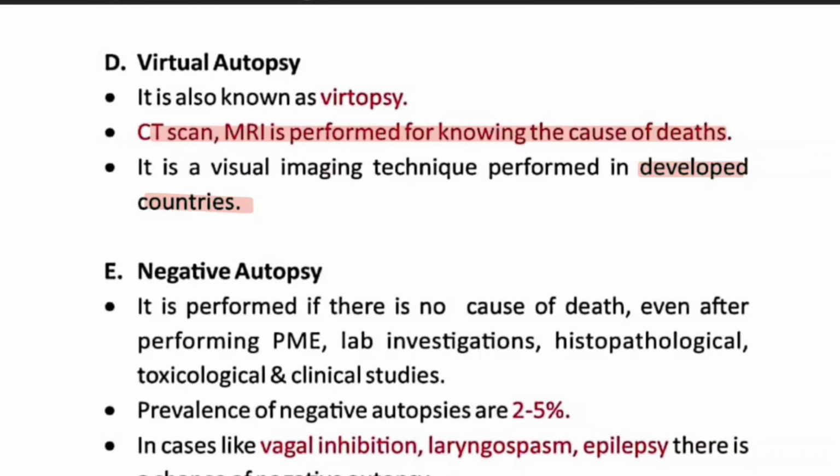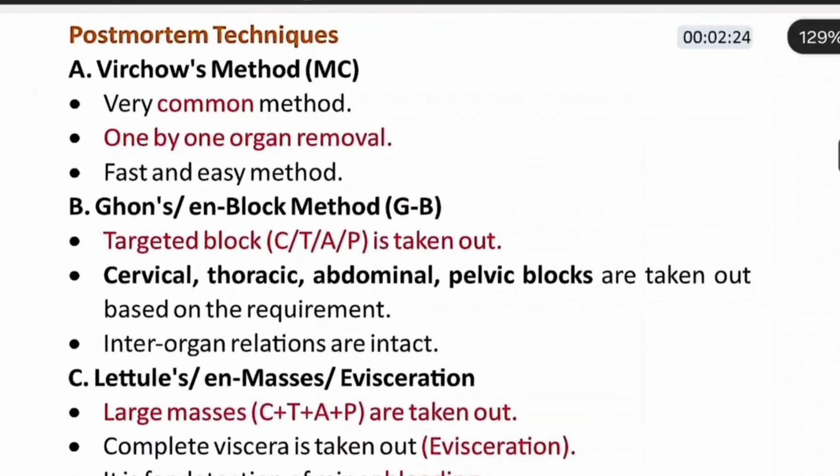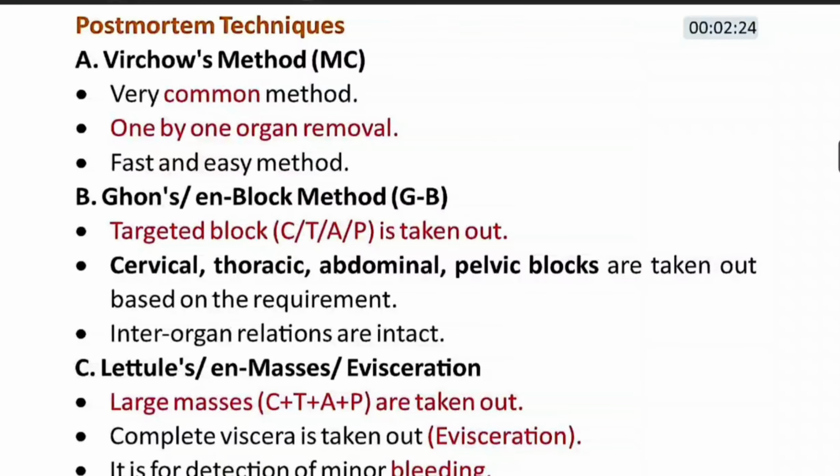Another type is negative autopsy. It is performed if there is no cause of death found even after performing post-mortem examination, lab investigations, histopathological and toxicological studies. The prevalence of negative autopsies is 2 to 5%. In cases like vagal inhibition, laryngospasm, and epilepsy, there is a chance of negative autopsies. We have talked about the types of autopsy. Now we'll continue with post-mortem techniques.